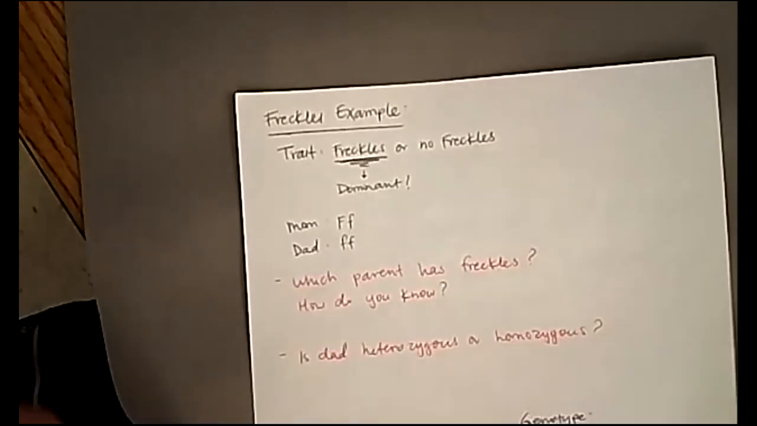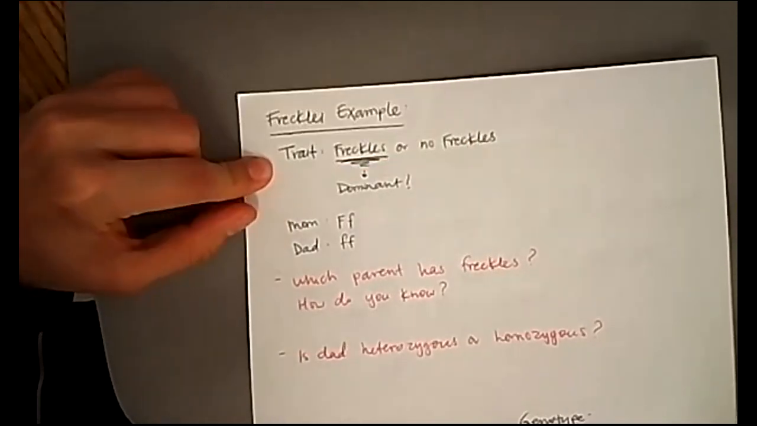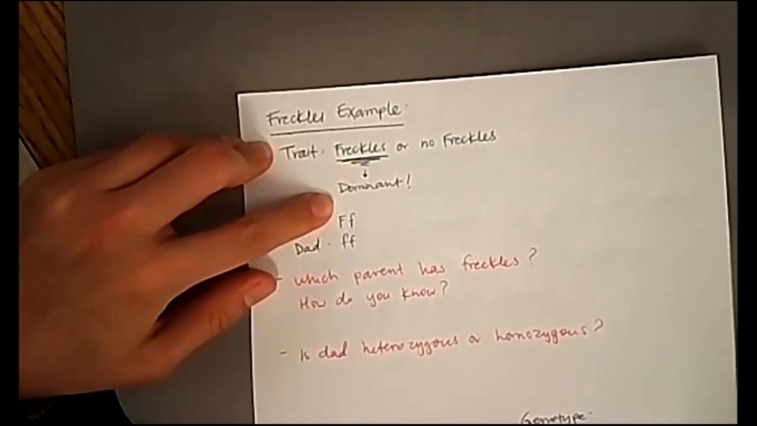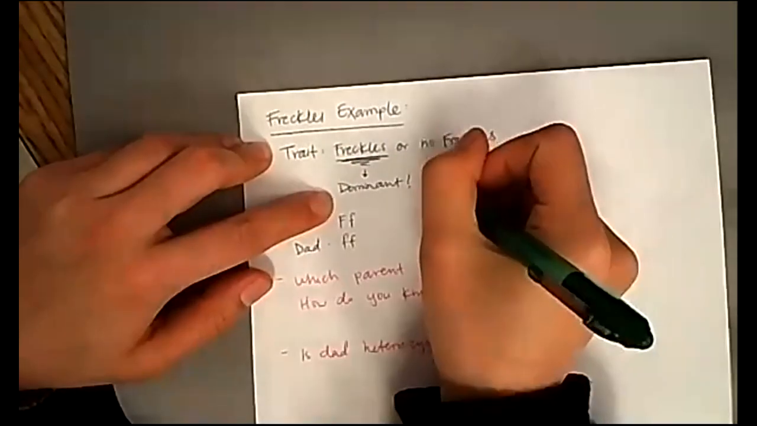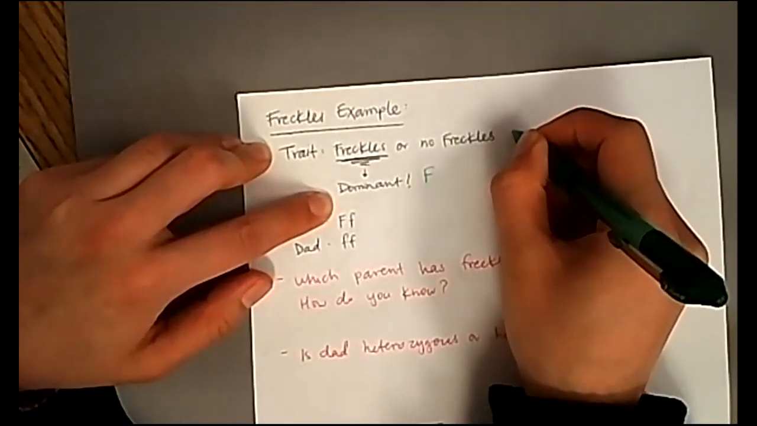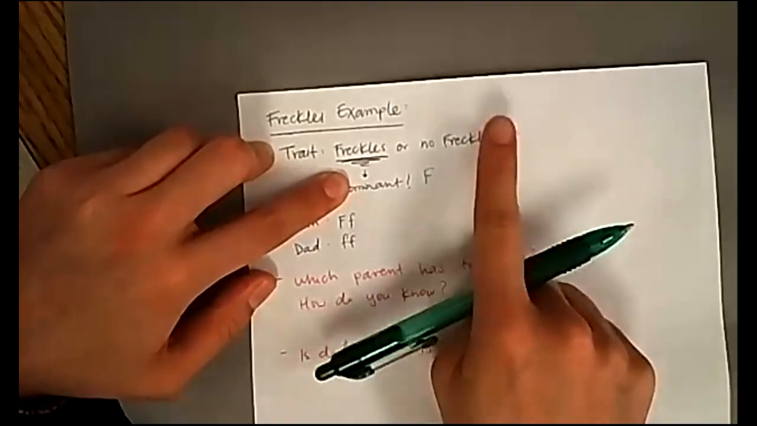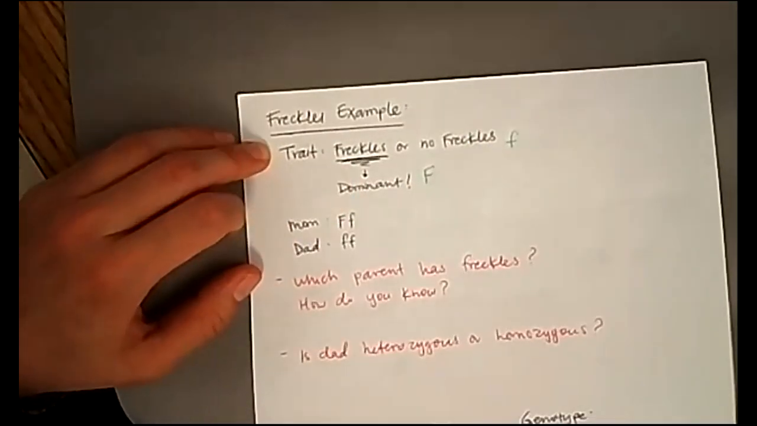So, like the question gave us initially, freckles or no freckles is the actual trait. And we know that freckles is the dominant trait, which means that freckles is going to be capital F, and no freckles over here is going to be lowercase f, right? Because the dominant is always capital and the recessive is always lowercase f.